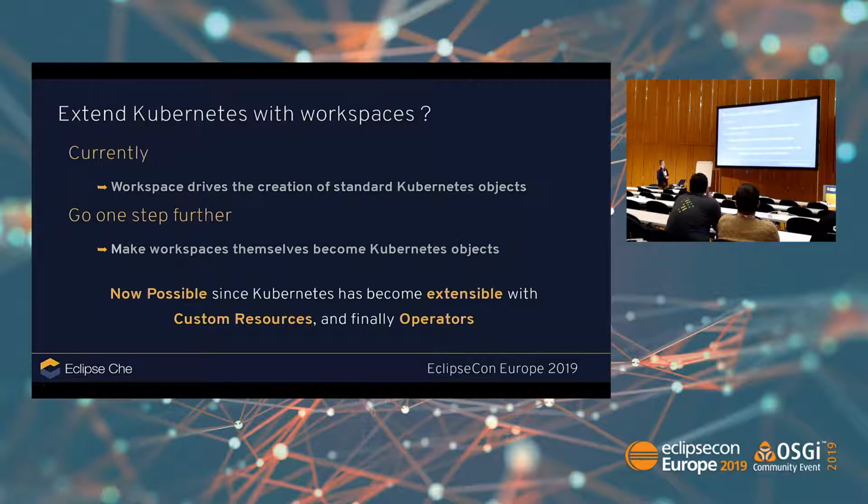In other words, extend Kubernetes with workspaces. Currently, the workspace definition drives the creation of standard Kubernetes objects, and the Che server manages that. We could go one step further and make workspaces themselves become pure Kubernetes objects. And now it's possible, since Kubernetes became extensible a few years ago through custom resources and finally operators.